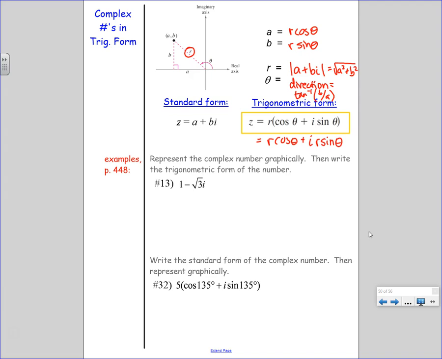And as you look at the examples and write them down, one is clearly, hopefully clearly standard form, number 13, and one is clearly trig form, number 13. Number 13, number 32.